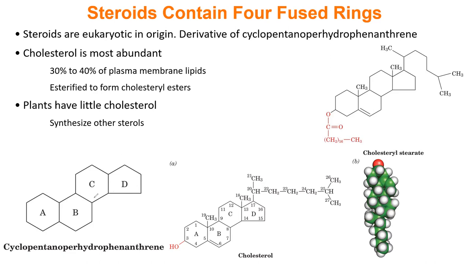The most abundant steroid for eukaryotes is cholesterol. Cholesterol is what you get if you take this ring and add some modifications. You add some methyl groups, this long chain carbon group, and here you have a tiny little alcohol group. Cholesterol is very important in the plasma membrane. 30 to 40% of the lipids in the plasma membrane are actually cholesterol. The big thing that cholesterol does is that it modifies the fluidity of the membrane.